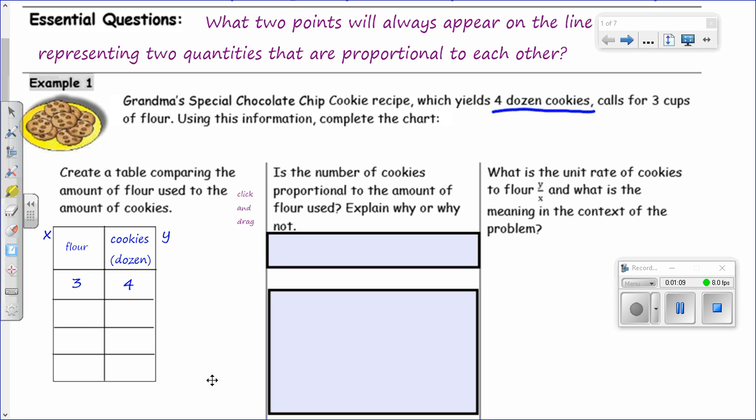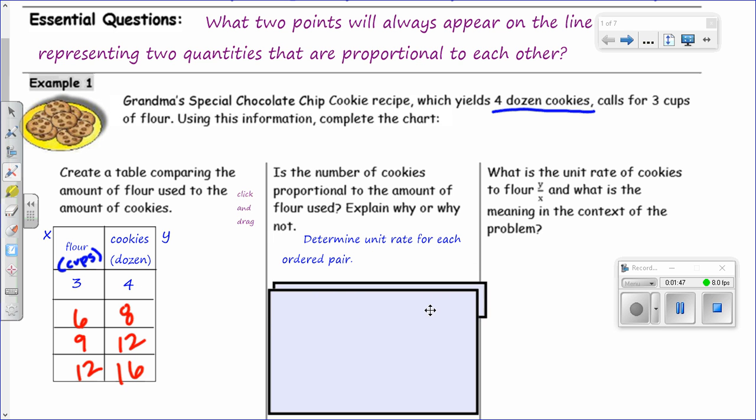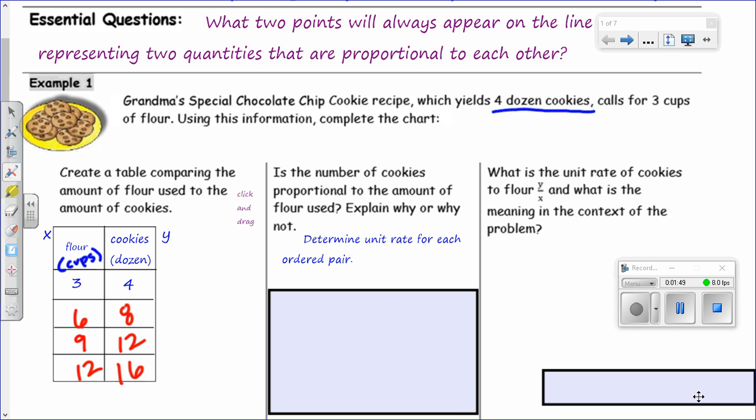So let's go ahead and actually write in that flour is cups. We have to know that it's cups, not tablespoons or pints or something else. Okay, go ahead and fill in some more here. Pause it and see if you can fill in some other points of flour and dozens of cookies. Okay, so what I did was I doubled 3 and I doubled 4, and then I tripled 3 and I tripled 4, and then I quadrupled or multiplied by 4 and multiplied by 4. So that's how you know it's going to be proportional. If you determine the unit rate, then we know that it's going to be proportional.